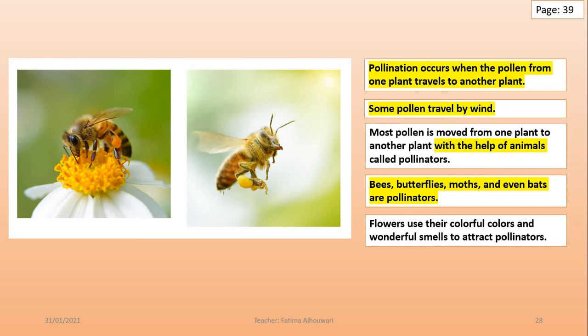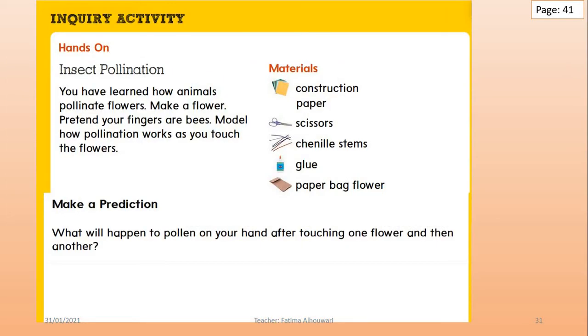They are so smart. We have another inquiry activity. Interesting. It's insect pollination. The purpose of this activity is to make a model of an insect feeding on and pollinating model flowers. Amazing! Before we begin, let's make a prediction. What will happen to pollen in your hand after touching one flower and then another? Your fingers in this activity represent a pollinator, just like a bee, butterflies, or even moth.